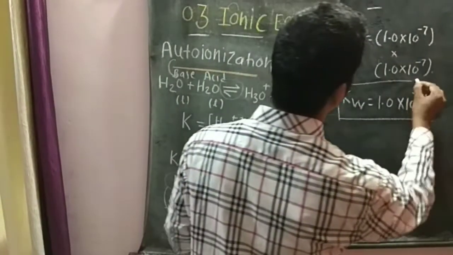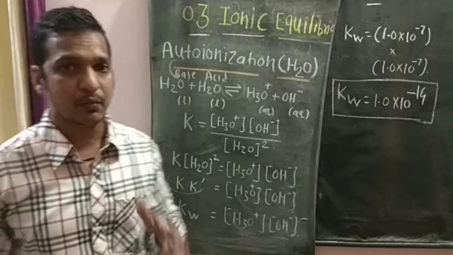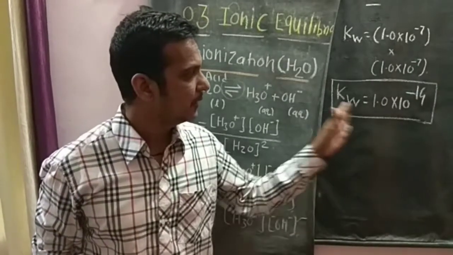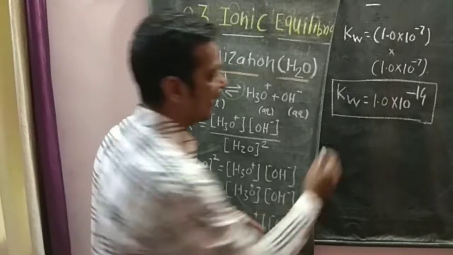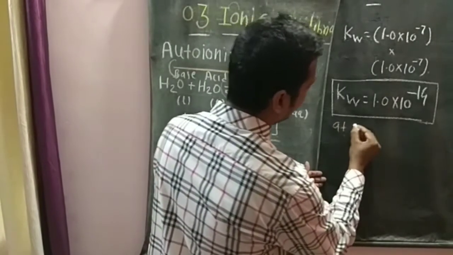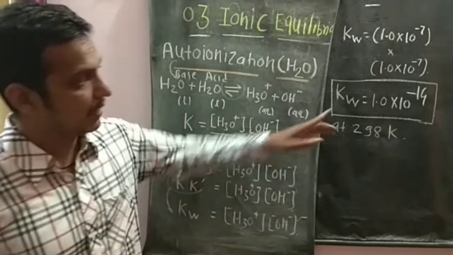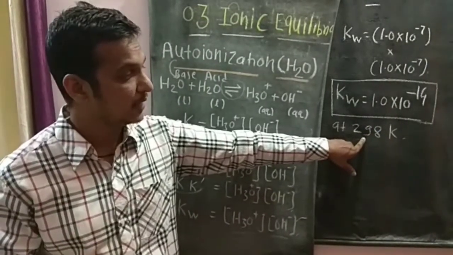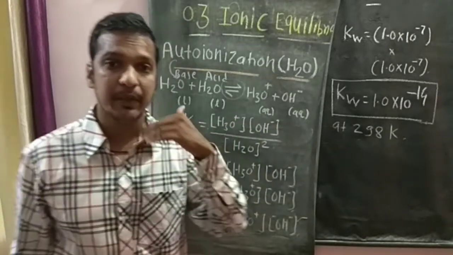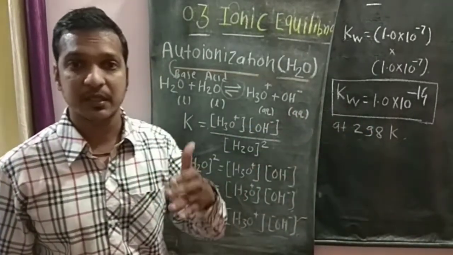Kw is equal to 1.0 into 10 raised to minus 14. This value of Kw, the ionic product of water, is applicable only at 298 Kelvin. It applies only for this given temperature. Suppose the temperature changes, then in that case the value of Kw changes.